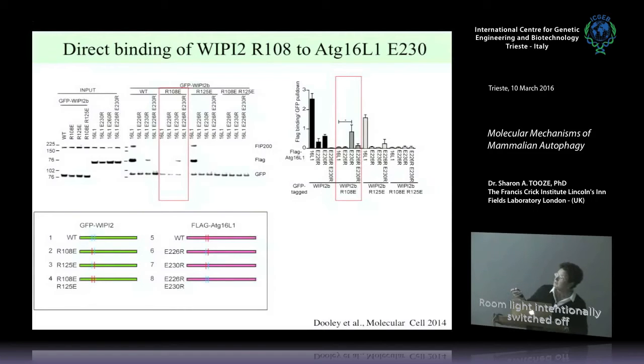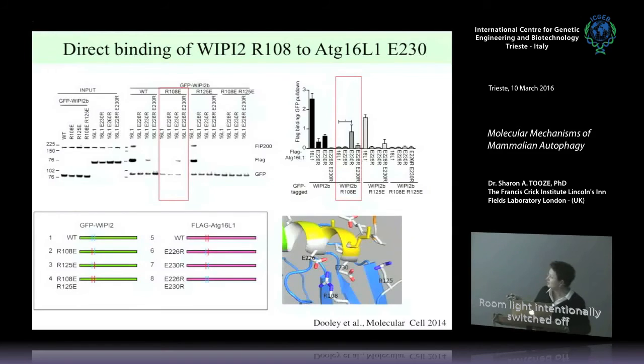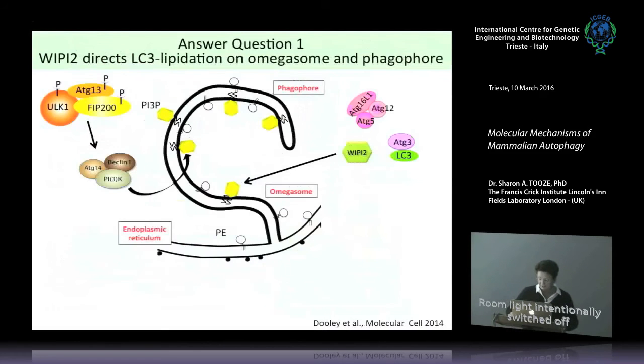Looking at the mutant of WIPI2 at arginine 108, we're now expressing different ATG16s which have the charge change. What you see in the quantification is that if you have an acidic WIPI2 and you change this acidic residue in ATG16 to a basic residue, you can essentially rescue the binding of wild type ATG16 to arginine 108 with this mutation. This tells us, in a model, that arginine 108 is directly interacting with arginine 230. We think this is the molecular interaction between WIPI2 and ATG16, and the single amino acid interaction might also explain why the interaction is so transient and why we had to use cross-linking to discover this.